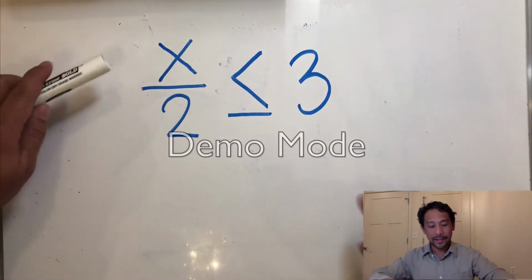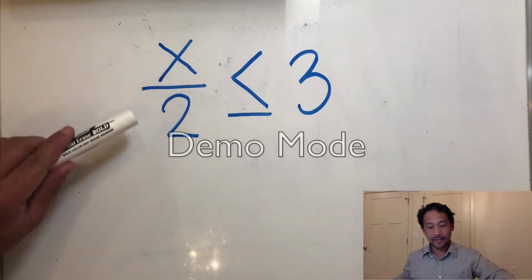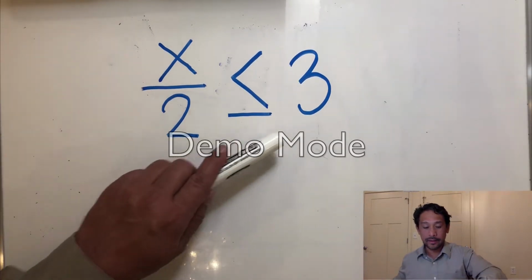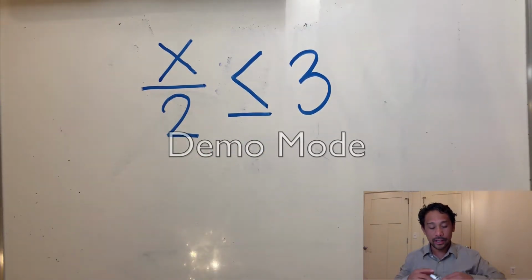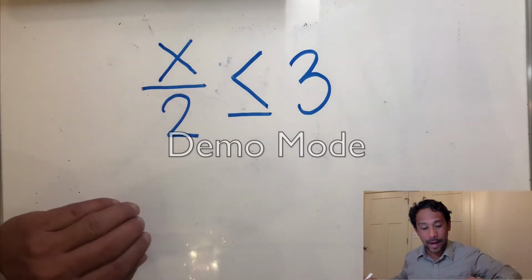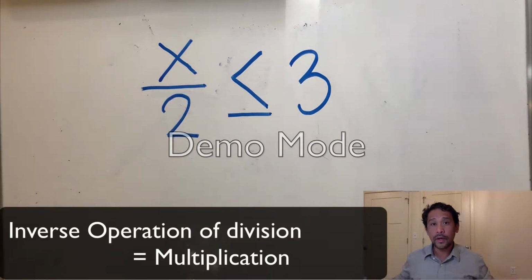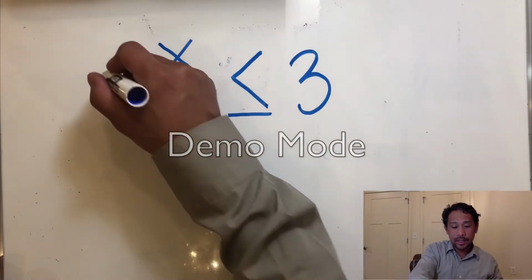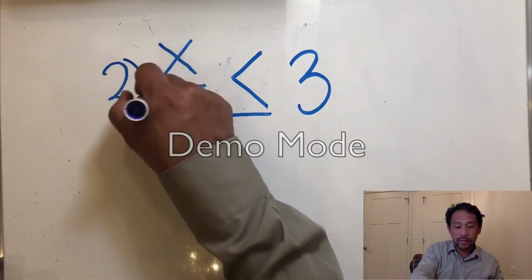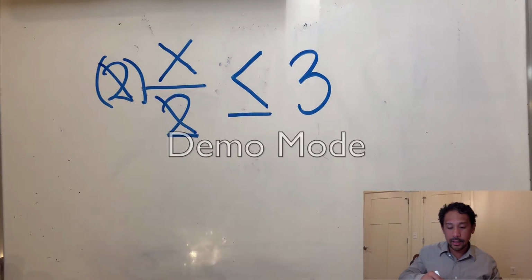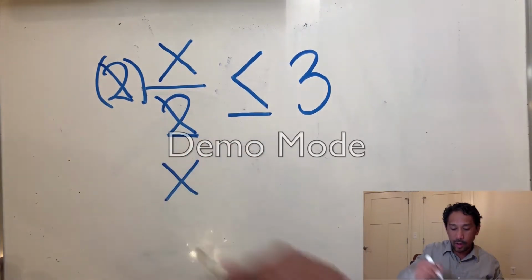What I have here is x divided by 2 is less than or equal to 3. Again, our goal does not change. I need x all by itself, so I need to get rid of the 2. I will get rid of the 2 by the inverse operation of division, which is multiplication. So, I will multiply this by 2. Now this will get rid of the denominator 2 and will make x all by itself.